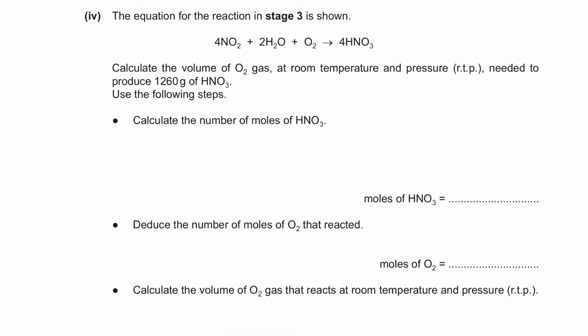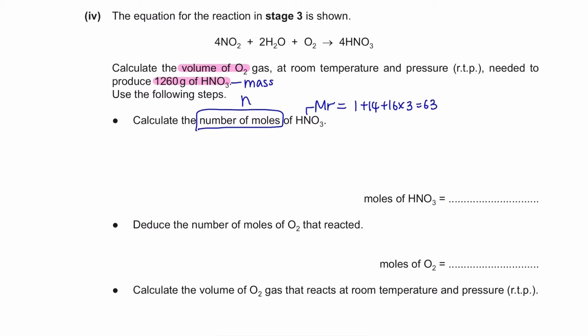The equation for the reaction in stage 3 is shown. Calculate the volume of O2 gas at room temperature and pressure needed to produce 1,260 grams of HNO3. Use the following steps. Calculate the number of moles of HNO3. Since we know its mass, 1,260 grams, we can find its molecular mass by referring to the periodic table. For hydrogen, it's 1, plus nitrogen is 14, then oxygen is 16, but we have 3 atoms, so 16 times 3, which gives a total of 63.